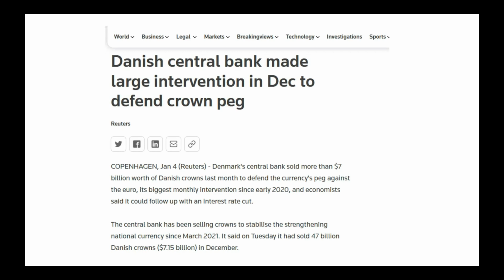So I will give one example that is very actual right now. This is January 2022, but nevertheless, this news is excellent news. The news is: the Danish central bank made a large intervention in December to defend the crown peg. So what we have here, we have the Danish central bank, and they want to make the Danish krone stable. And what they want is a weak Danish krone when we compare it to the euro.